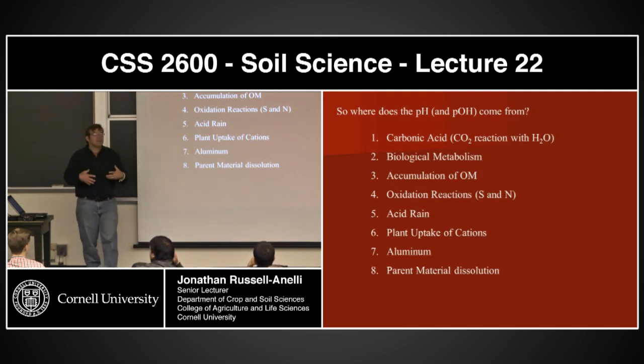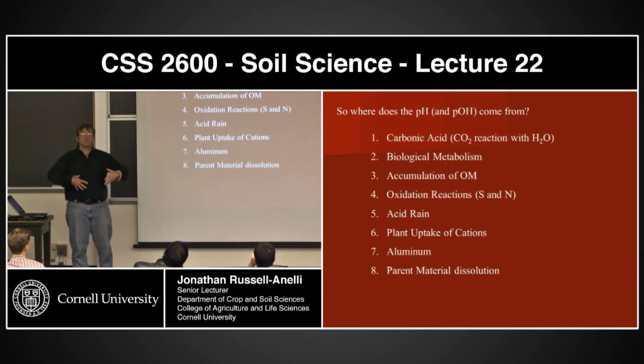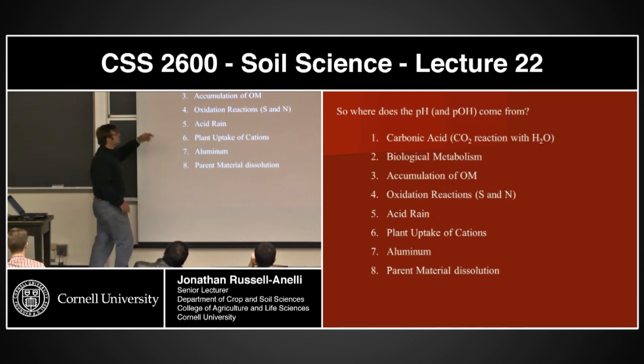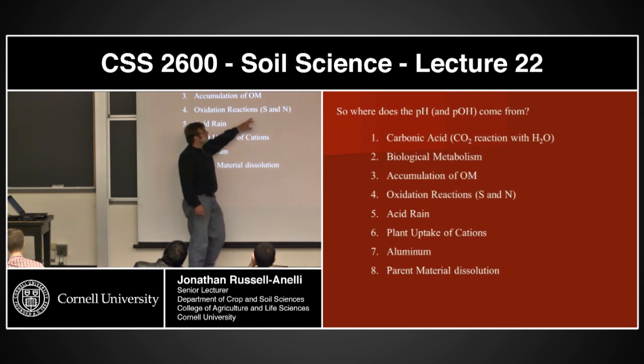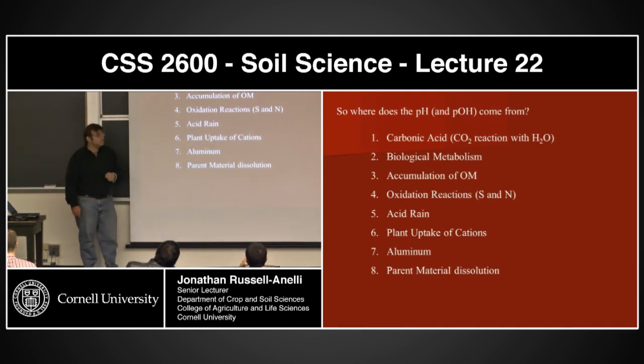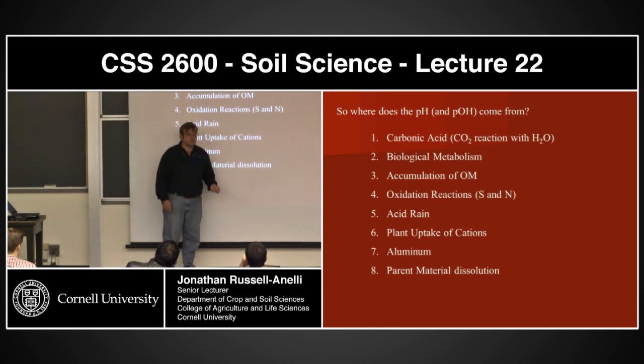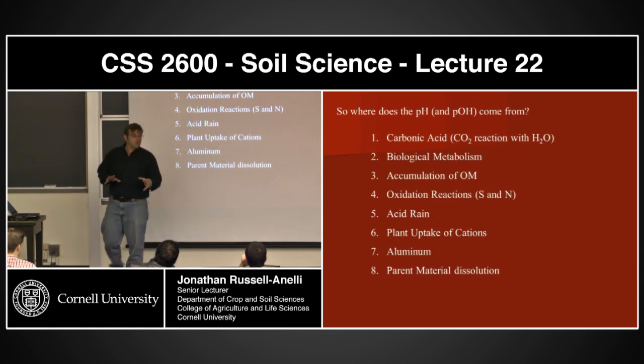The second one is biological metabolism. Organisms just doing what they do. The next one is the accumulation of that organic material. Fourth one is oxidation reactions, and I'm going to talk about two in particular, sulfur and nitrogen. Okay, the next one is acid rain. Next one is plant uptake of cations. Next one is aluminum. And the last one is the parent material, or I should say dissolution, the weathering of that parent material. Okay, good?